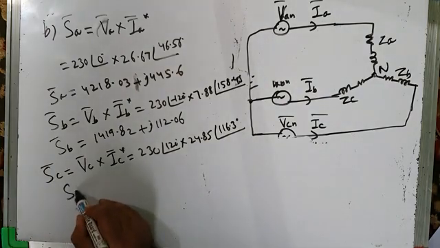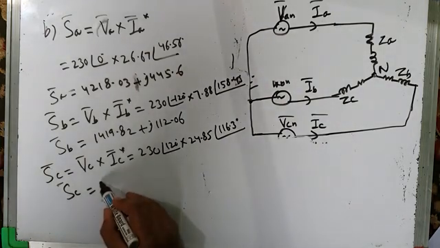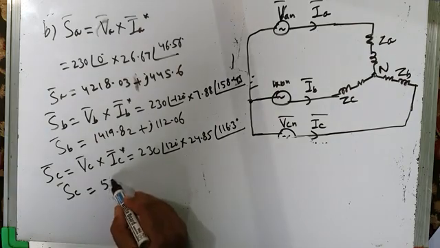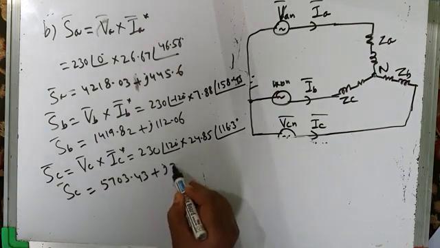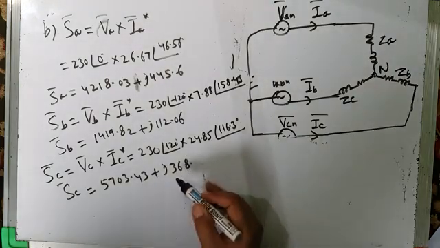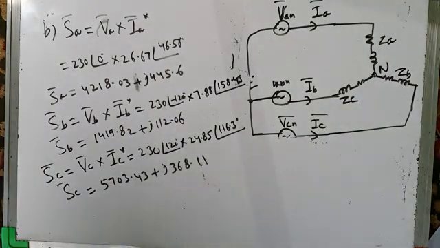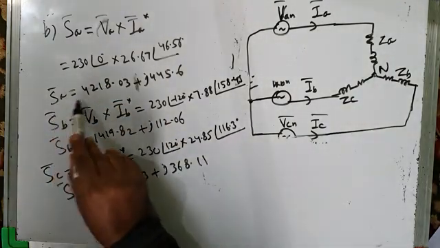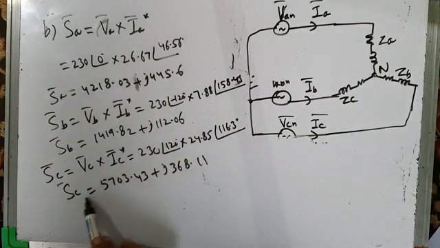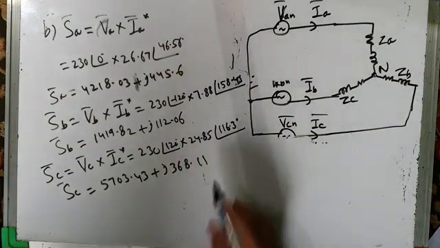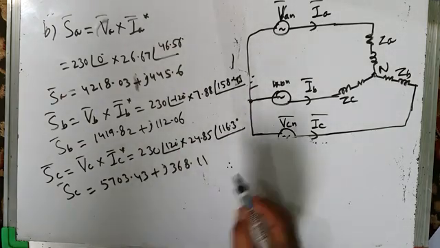Okay, so SC इससे आपको मिलेगा, and I have calculated that as 5703.43 plus J 368.11. That's it. So this is apparent power of phase A, SA. SB is apparent power of phase B, and SC is apparent power of phase C. So therefore you can find real and reactive power separately.